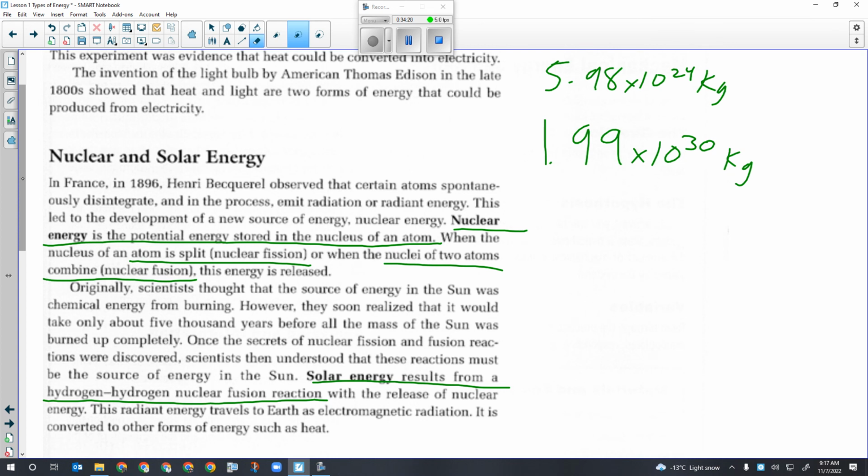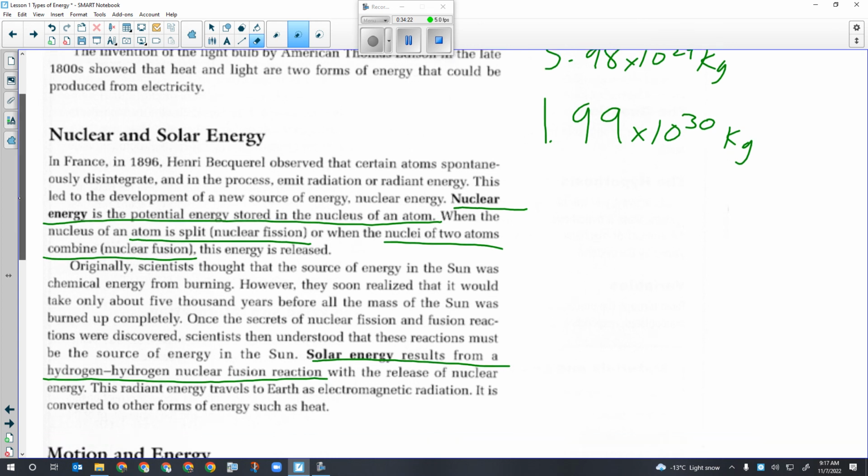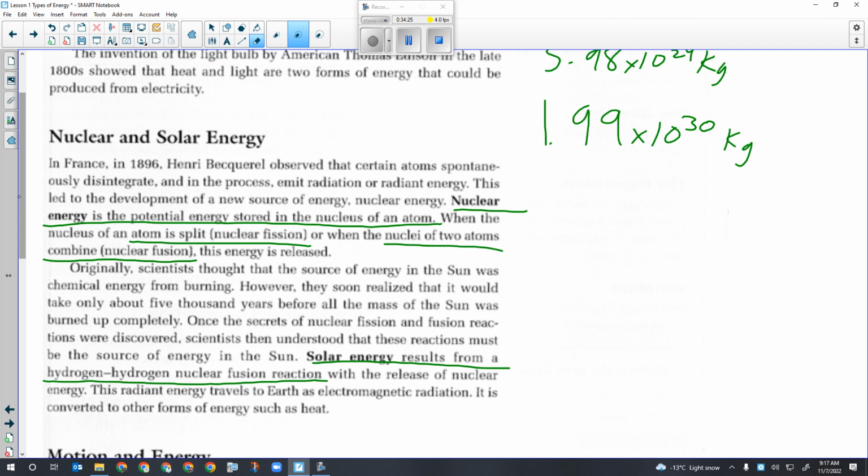With fusion, fusion is different. Fusion is the atoms being forced together to become one larger atom. So rather than taking one large atom and splitting it apart, you're now taking really small atoms and forcing them together. And this is the energy that powers the sun.